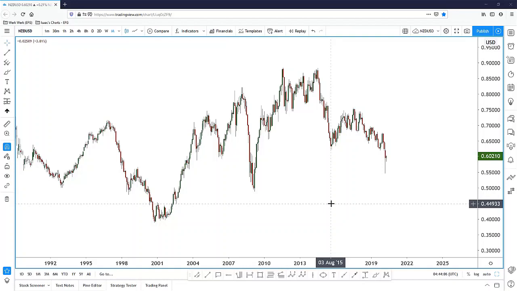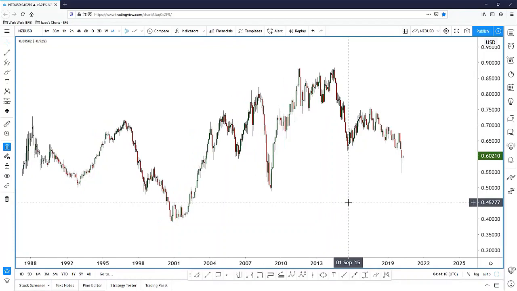Hi guys, for today's trade of the day, we will be looking at the Kiwi dollar. And as usual, what I like to do is to start off with the long-term picture and then work my way down to the 4-hour and even the 1-hour to look for profitable trade setups.